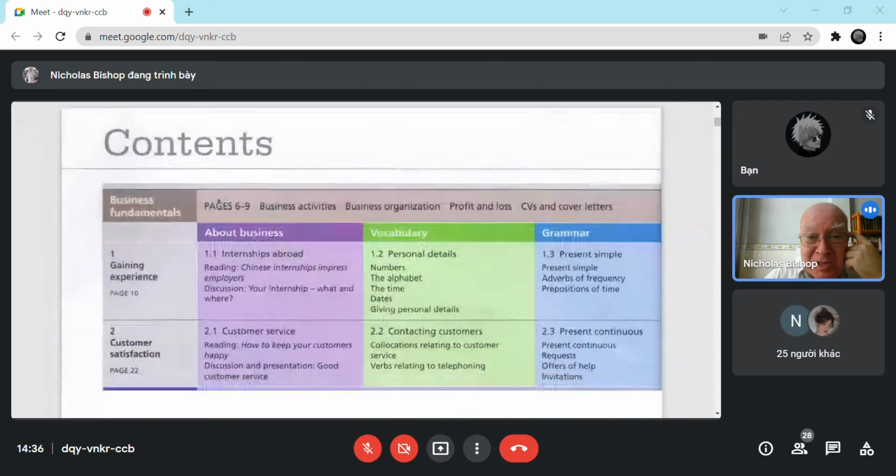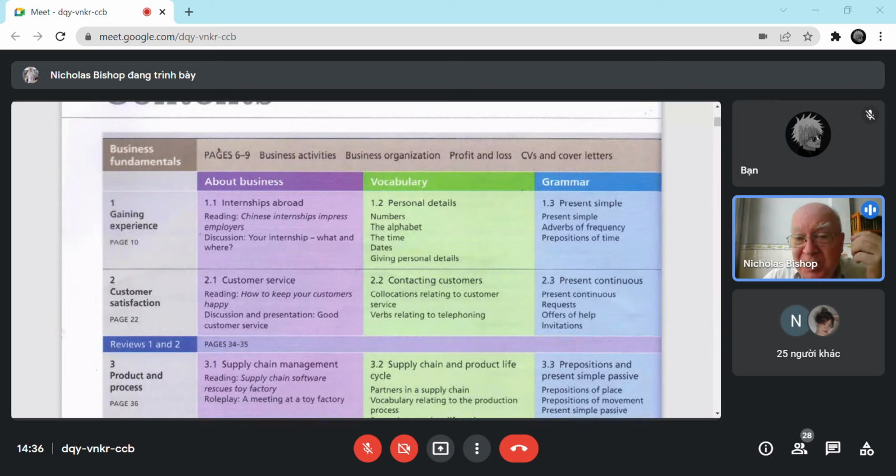So look at the contents, look at the words in the contents, and any of these phrases might give you an idea for what you want to do. Especially look at the beginning and the end. So Unit 1, it tells you what we're doing, internships abroad. So that's another good topic.